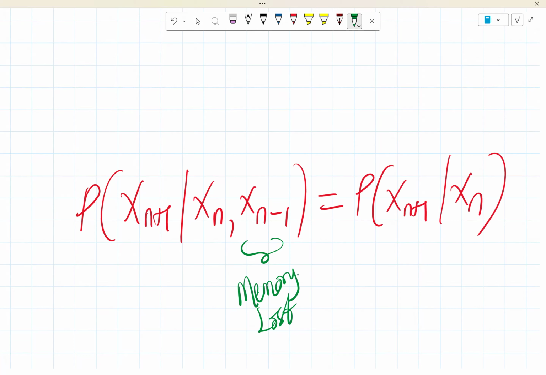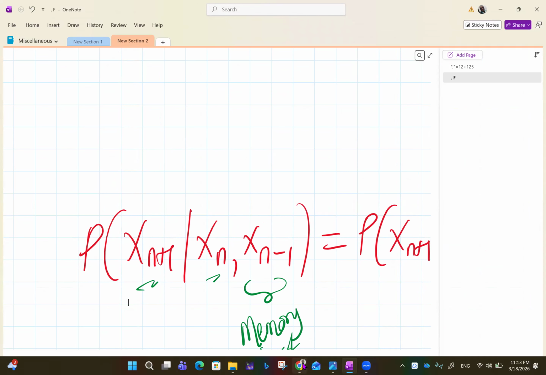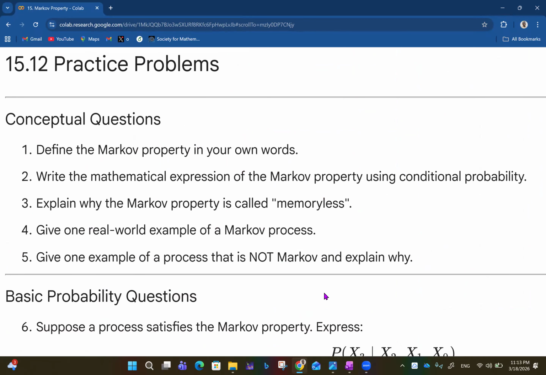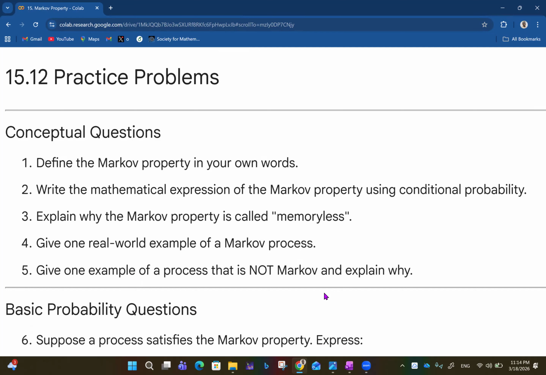We don't need this basically, so it doesn't matter in the scheme of things, because only this step matters in determining this step. So that's basically the idea of the Markov property. Then give one real world example of a Markov process. Of course, we've given examples of the weather model and things like that. Then give one example of a process that is not Markov and explain why.